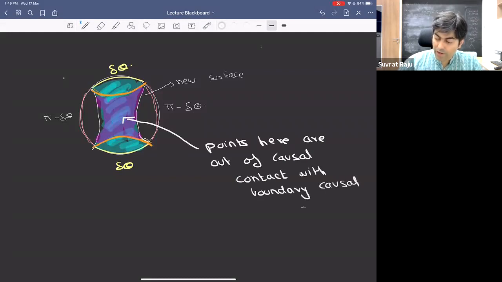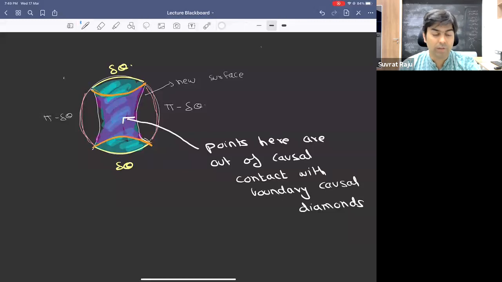So you see, we are saying that these boundary causal diamonds have information about these points. Earlier, what we said was not so surprising because the points the boundary causal diamonds had information about were points that were in causal contact with the boundary causal diamonds. But now we are saying that if we believe the subregion duality proposal, the boundary causal diamonds have information about some points that are out of causal contact with those causal diamonds.